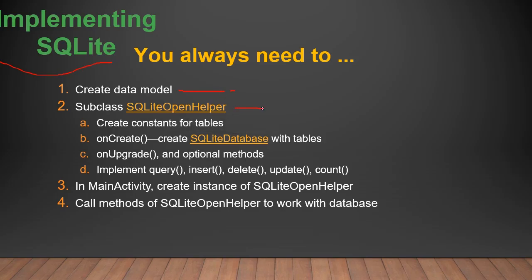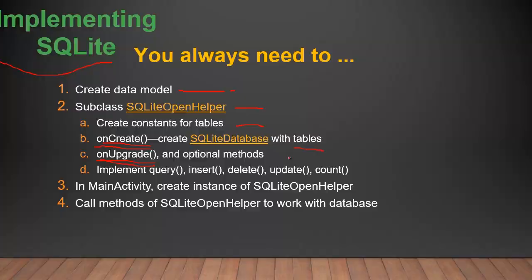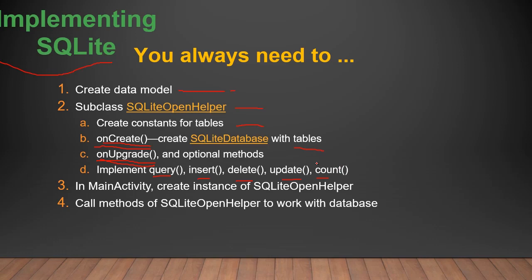After that, extend the data model class from SQLiteOpenHelper, because SQLiteOpenHelper manages your database interactions with your app. So create constants for tables and create their columns. We will also learn how to create constants or columns of the table in Android Studio programmatically, and implement the onCreate method which creates a SQLite database and its tables, and also implement the onUpgrade method. Call the onUpgrade method if you have made any change to the schema of your database. There are also some optional methods you can implement inside your data model class. You can call these methods query, insert, delete, update, count to run your query and return your favorite results.